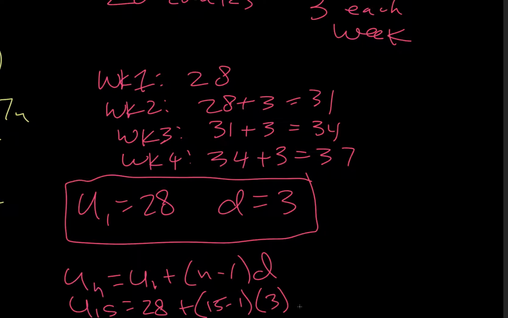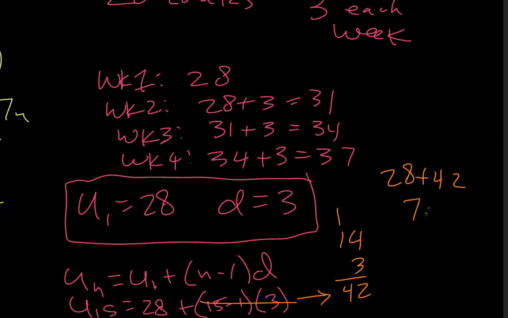So it's going to be 14 times 3. So we got 14 times 3, which is 42. So we have 28 plus 42, which is 70. And that answers that question. So after 15 weeks, he sent 70 comic strips.